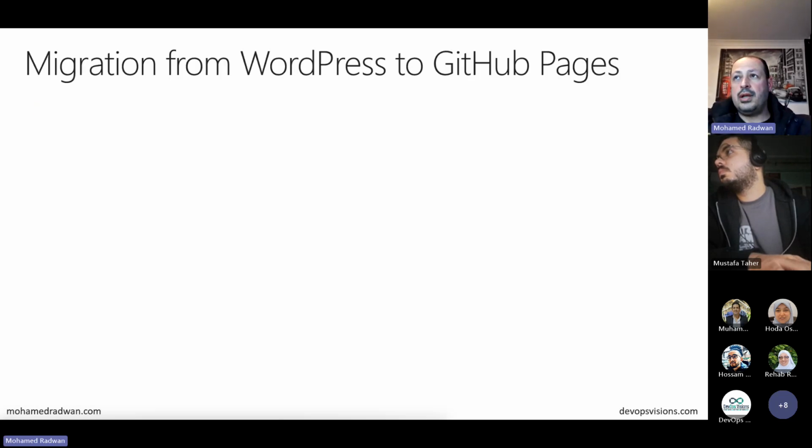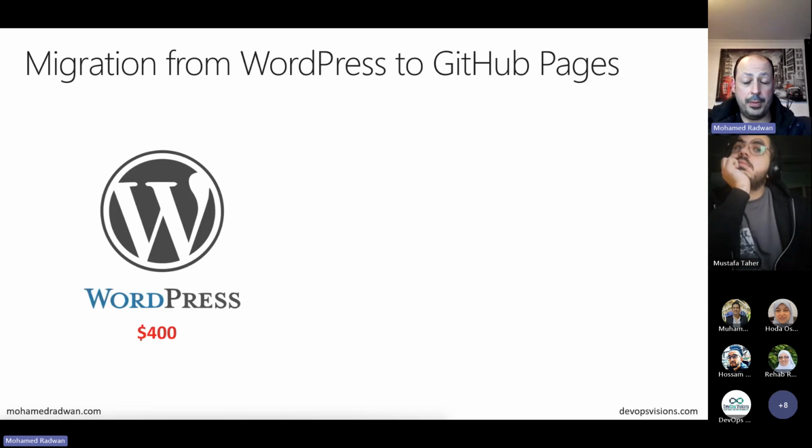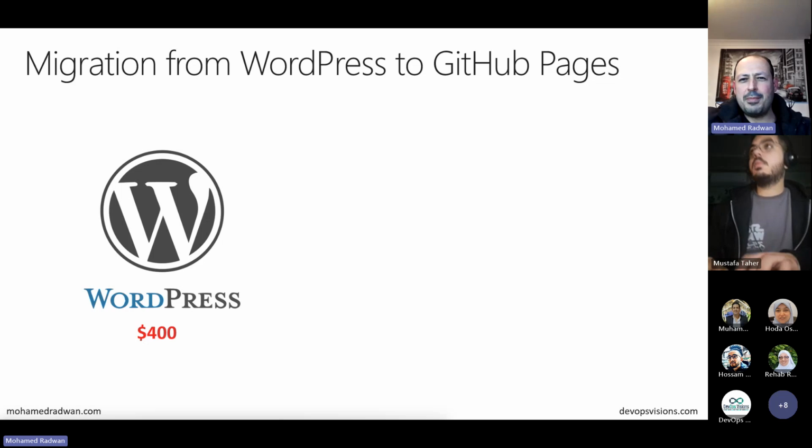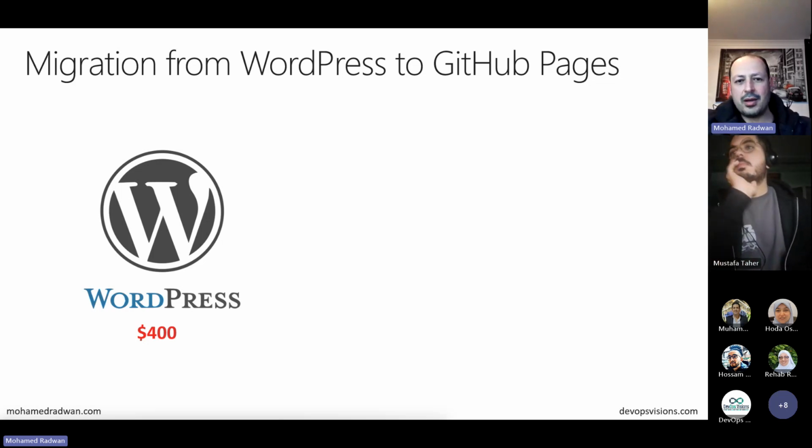Okay, so let's talk about my use case when I migrated my blog from WordPress to GitHub Pages. I was using one of the WordPress hosting providers, which was really not good. I will not share the company, but it really was not good. I had this hosting for maybe more than 10 years, and I was paying around 400 every year.